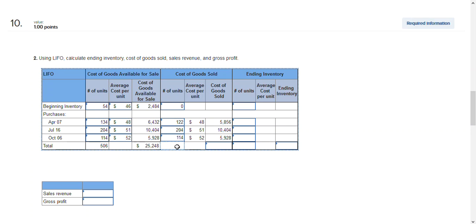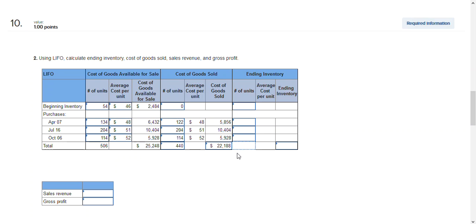So when I add those together, and hopefully I did my math right, we should have 440 that we sold, and our cost would be the total of those columns. So you get 56 and 10,404 and 5,928 is 22,188. Hopefully if I did my math right.